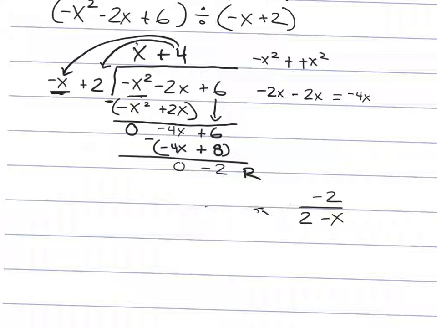What about the rest of this? That's just the remainder. Where is the actual answer part, the whole number part that I need here? x plus 4. That's the first part I should be writing every time. So the answer is x plus 4 minus 2 over 2 minus x.